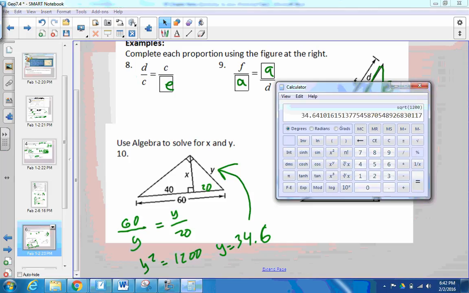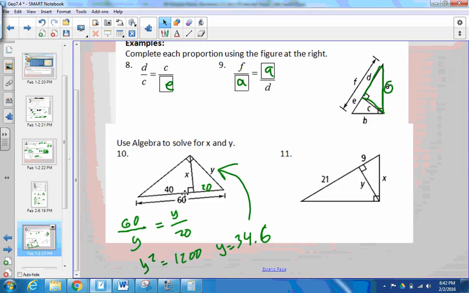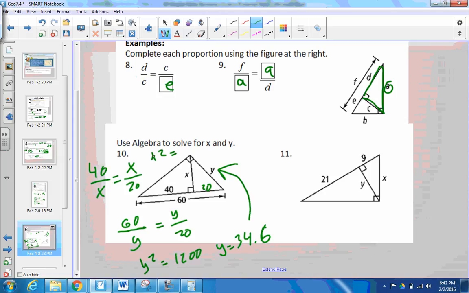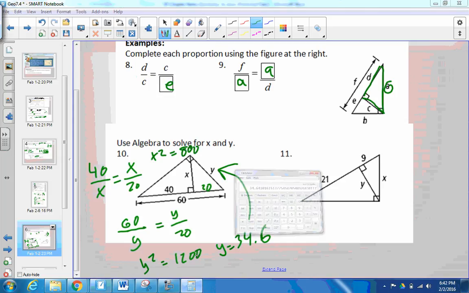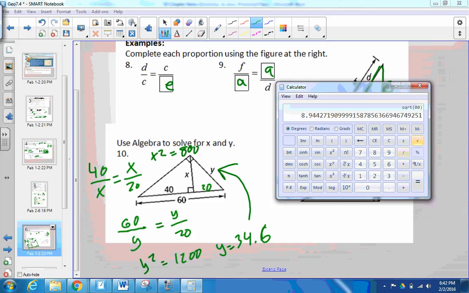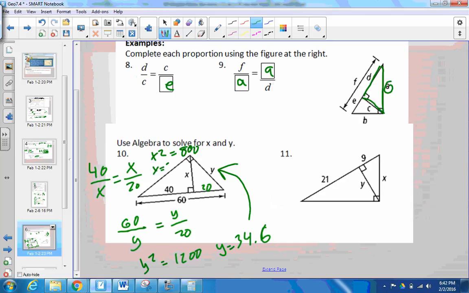We'll do x, then we have to figure out x. Let's use the other one. Let's say, if we're using the altitudes, 40, the longer part of the hypotenuse, is to x, as x is to the shorter part of the hypotenuse. So we'd have x squared, when you do cross multiplying, equal to 800. Let's see if the square root of 800 works out. I don't think it will. 800 is about 28.3. If you look at it, that does seem to make sense again.